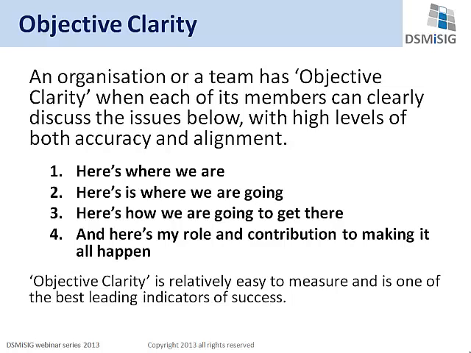One of the key requirements for breakthrough performance is having good objective clarity. An organization or team has good objective clarity when each of its members can clearly discuss the issues below with high levels of both accuracy and alignment. Here's where we are, here's where we're going, here's how we're going to get there, and here's my role and contribution in making it happen.